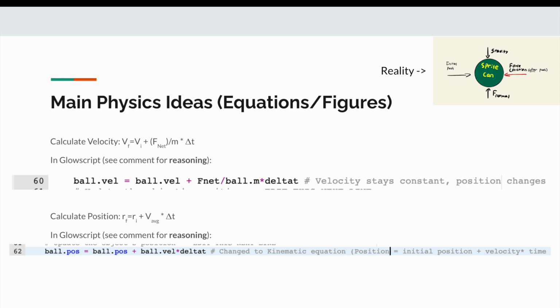Second, to calculate position, we know the velocity is constant in the computational model, so then we can easily calculate the position of the model as a linear equation. Again, this is also shown in GlowScript and also numerically.